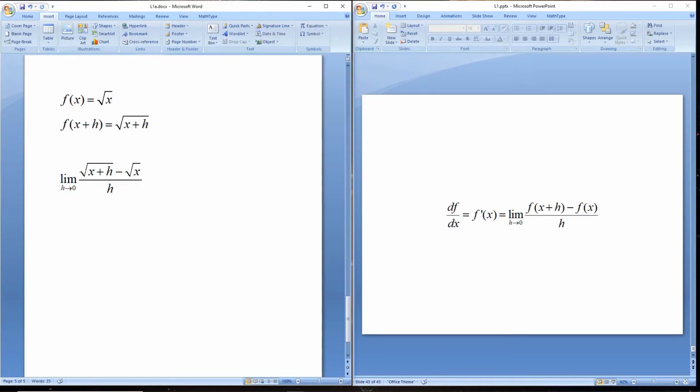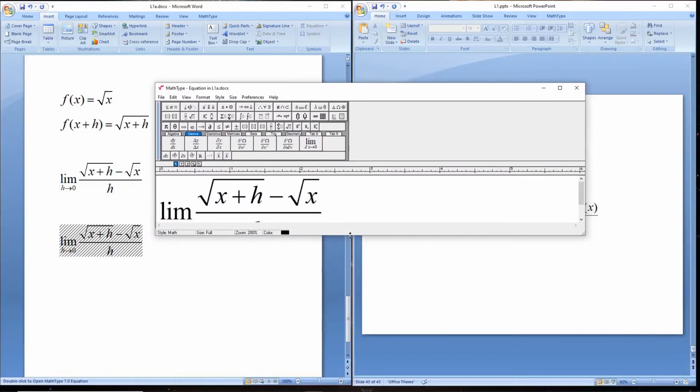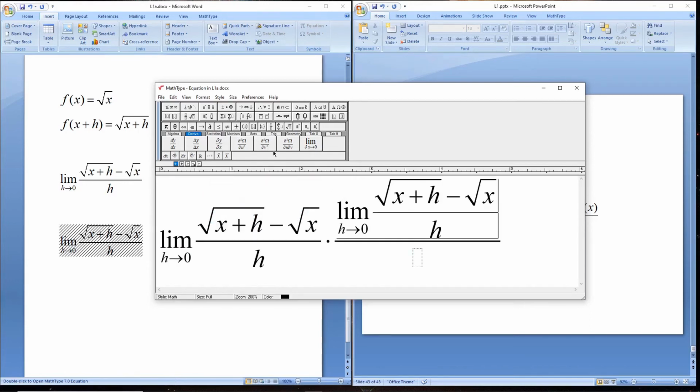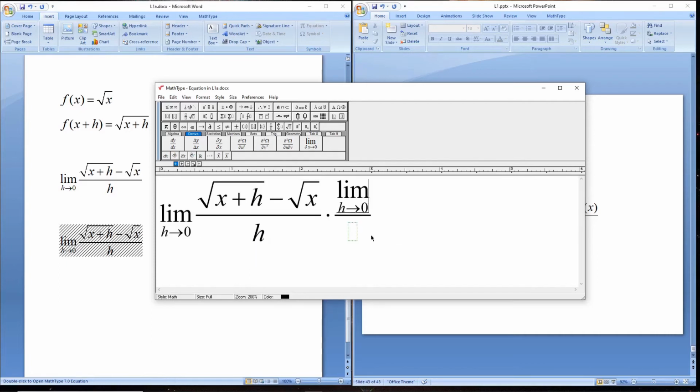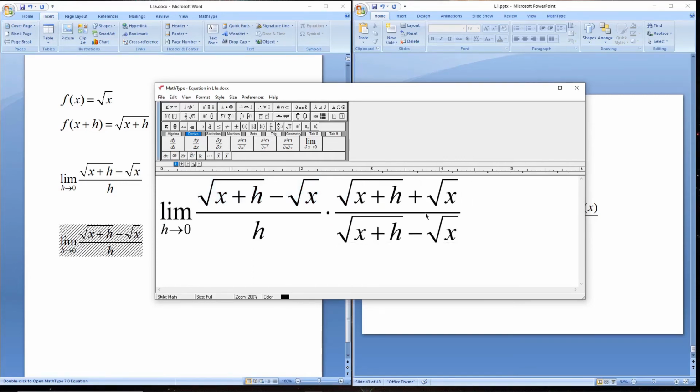And what should we do when we have square roots? We should multiply by the conjugate. And a conjugate means switching this sign.